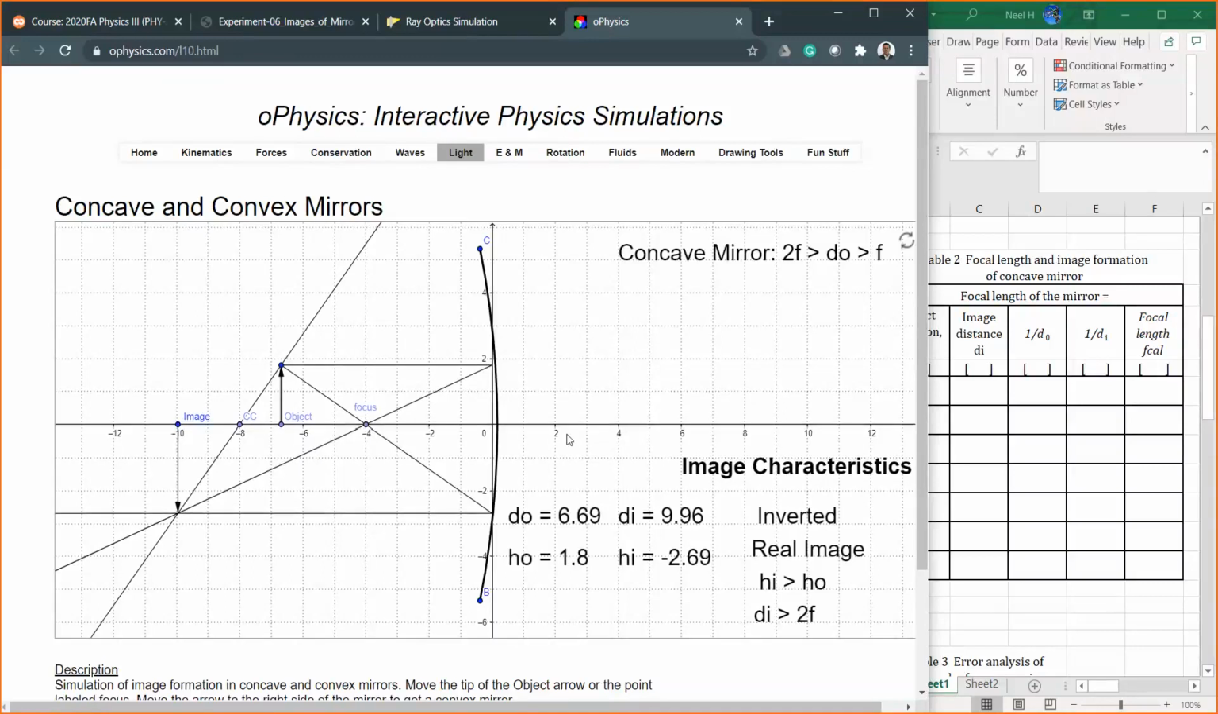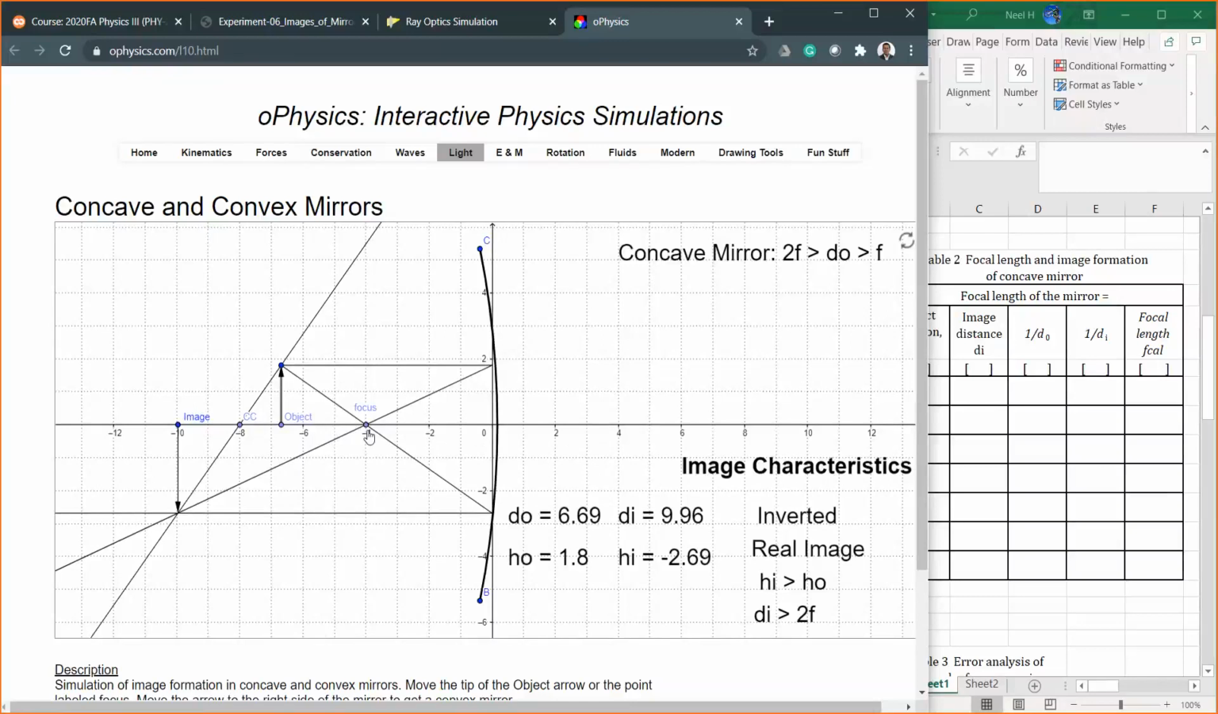And in this case, like previously, let's assume each of these numbers is just 1 centimeter again. Each square is just 1 centimeter. Which means this is 2, this is 4 centimeters. So this mirror has a 4 centimeter focal point.